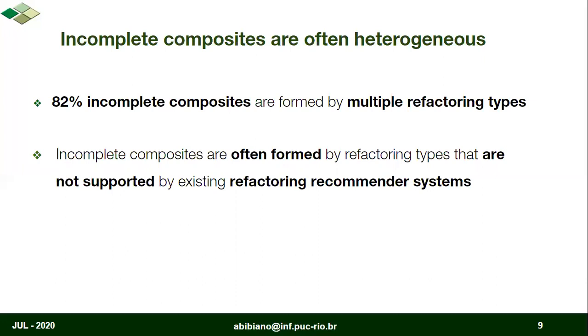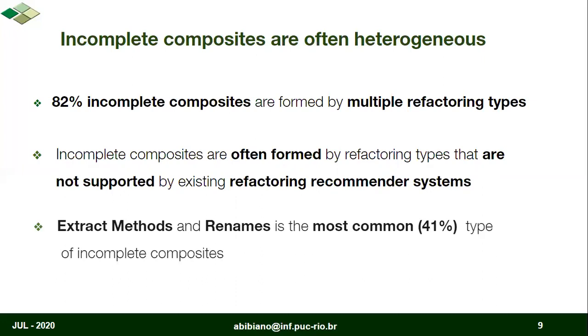For example, the application of change return type and change variable type is common in incomplete composites, but these refactoring types are not supported by existing refactoring recommendation systems for code smell removal. Another result is that extract method and rename is the most common type of incomplete composite.